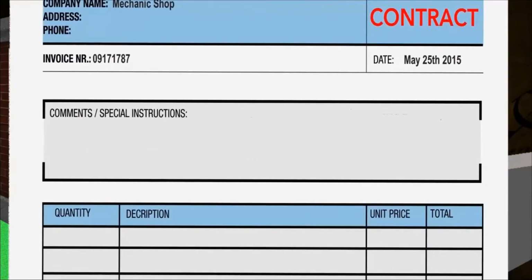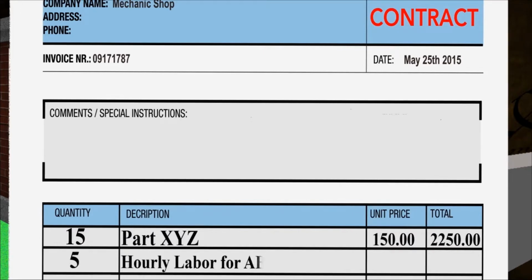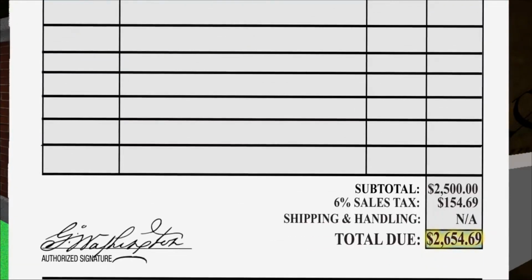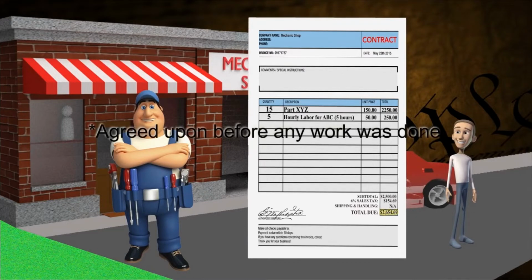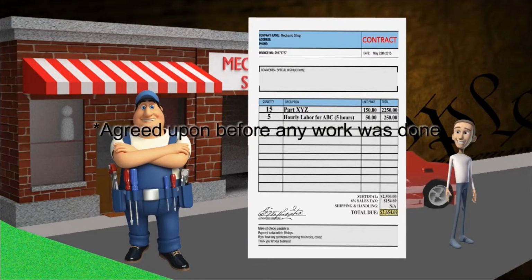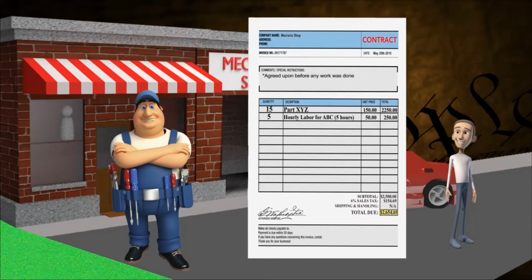Pretty clearly, they've entered into this contract. There's 15 XYZ parts for a grand total of $2,250, okay? And there's 5 hours of labor that have been estimated at $50 an hour. That's another $250. So the grand total price is $2,600 some odd dollars. The contract between the car owner and the mechanic shop was made where what was to be done and for what price was agreed upon before any work was done. That's the beauty of the contract, okay?